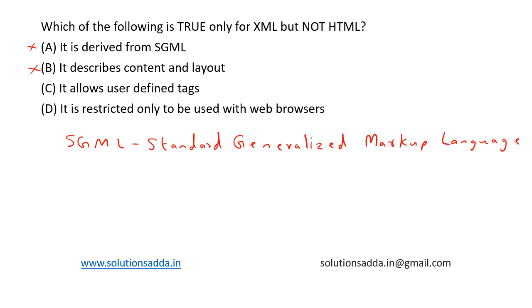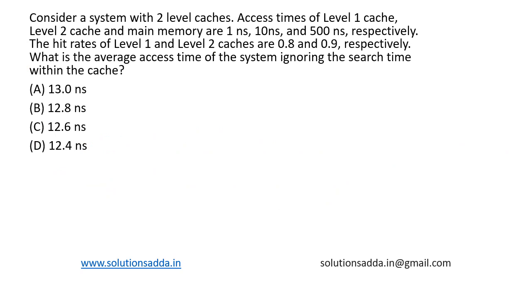And both XML and HTML are not restricted only to be used within web browsers. But user-defined tags are only allowed in XML and not in HTML. So user-defined tags in XML are allowed, whereas in HTML they are not allowed. So the correct answer here is option C. It allows user-defined tags.